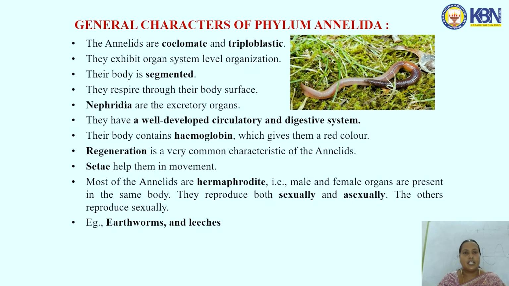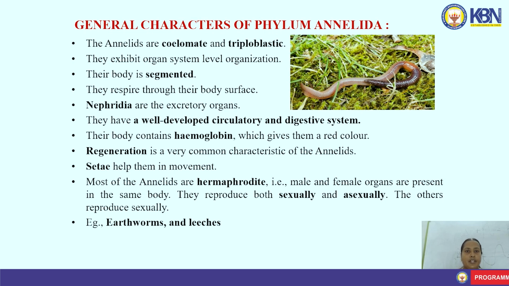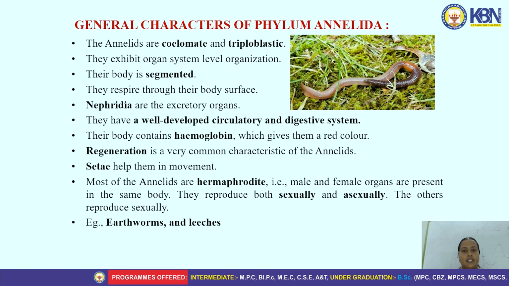Now, general characters of phylum Annelida. The annelids are coelomate and triploblastic. They exhibit organ system level organization. Their body is segmented. They respire through their body surface. Nephridia are the excretory organs. They have a well-developed circulatory and digestive system.